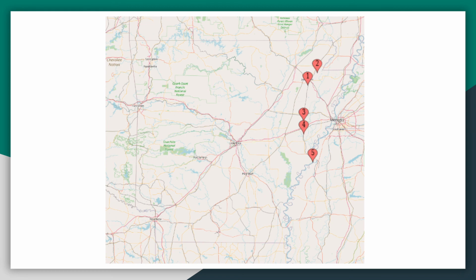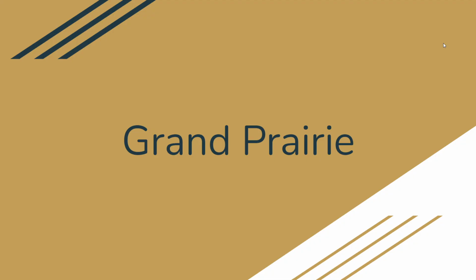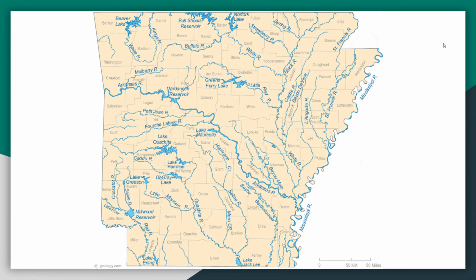Now, I believe I promised you all a bonus region? The Grand Prairie is officially a subregion of the Mississippi Alluvial Plain. However, I think that in many ways it is distinct enough to merit being discussed as its own region. The Grand Prairie is a large, flat area of native grassland located between the bottomlands of the White and Arkansas rivers in Arkansas, Lonoke, Prairie, and Monroe County.